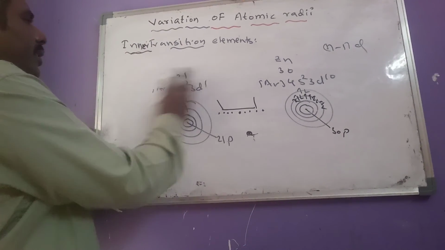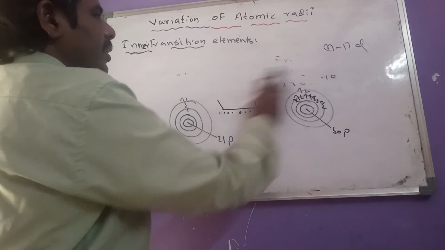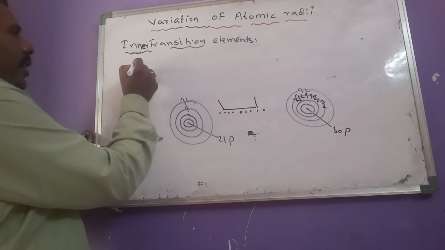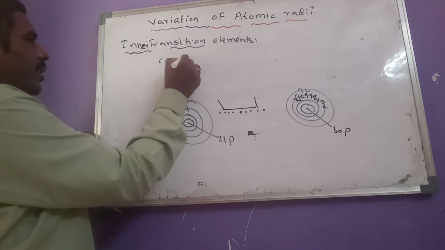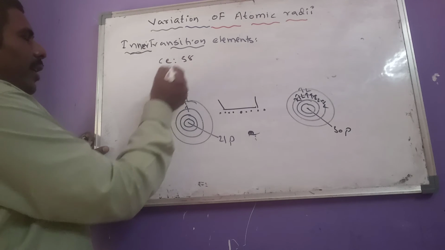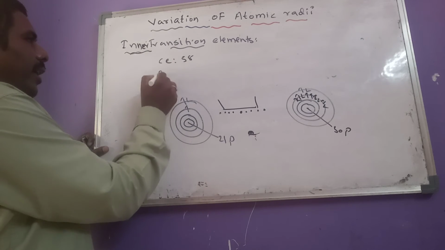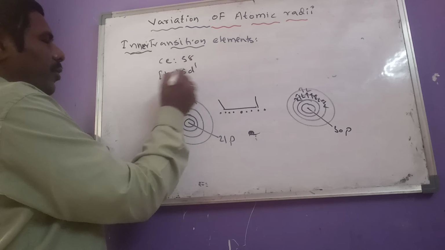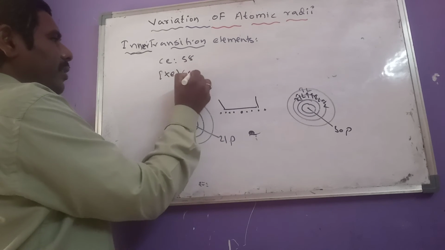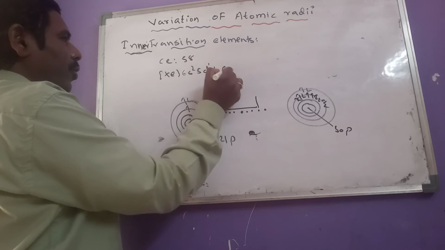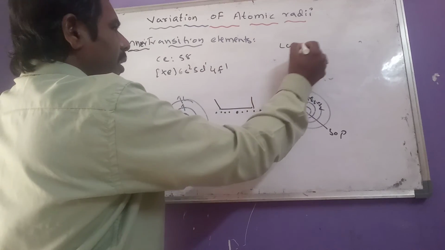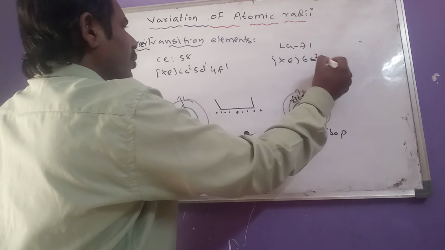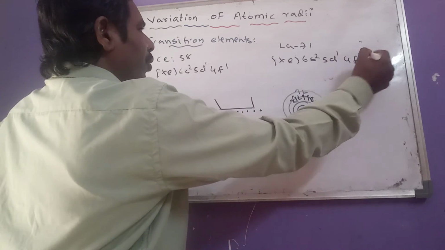Now consider any one inner transition series. Let us go for the lanthanide elements, lanthanides. In the case of lanthanides, the first element is cerium, 58. Its configuration we can write as xenon 6s2, 5d1, 4f1. And for lutetium, 71, the configuration is xenon 6s2, 5d1, 4f14.